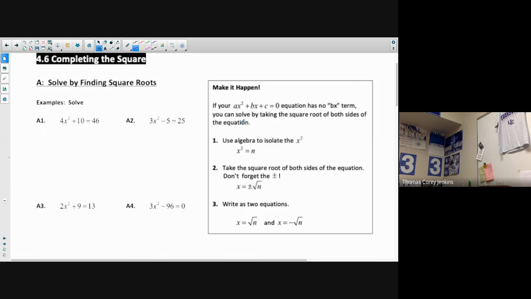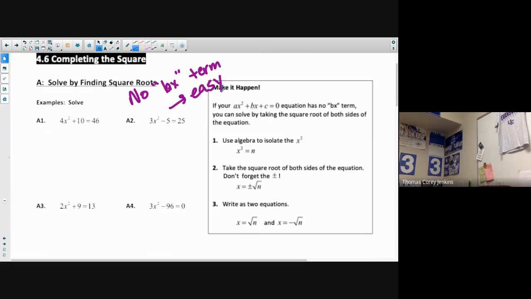Okay, so actually before this, we're going to solve by square roots. And again, in this lesson, we are just solving algebraically. I'm not going to pull up a calculator or Desmos. Just solve algebraically. If we look at these problems, 4x squared plus 10 equals 46, all the way down to 3x squared minus 96 equals 0, there is no bx term. If there is no middle term, no bx term, these are really the easiest ones to solve.